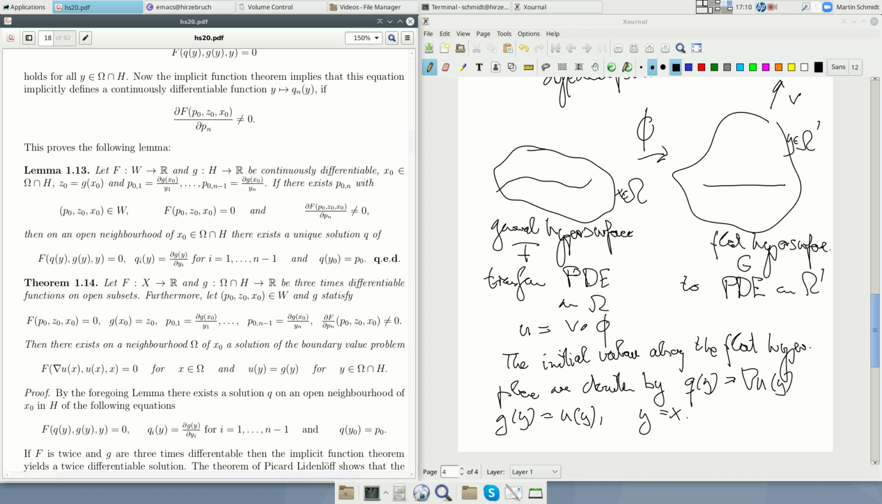And then we will see in the next section that we indeed can solve nearby this point the first order PDE. Thank you.